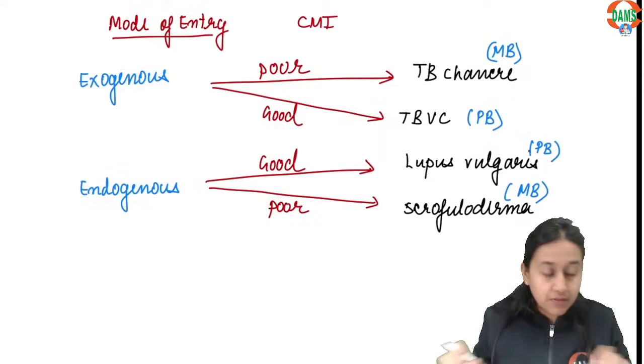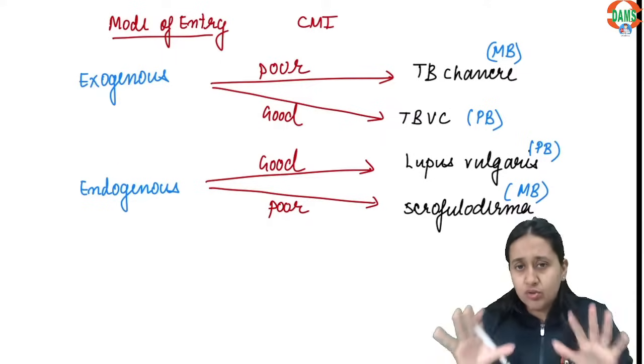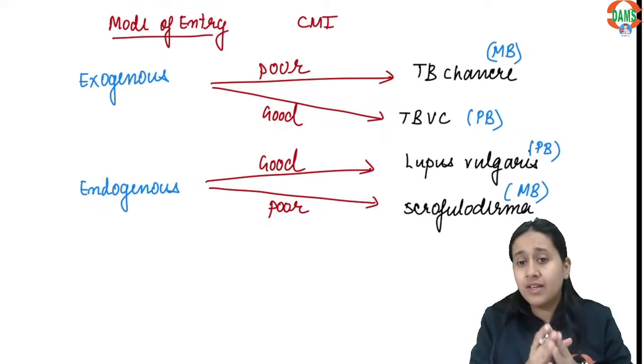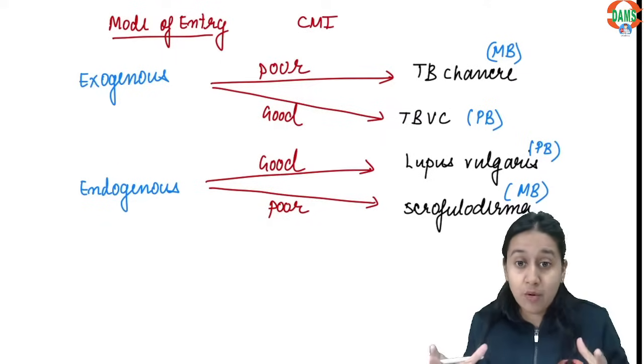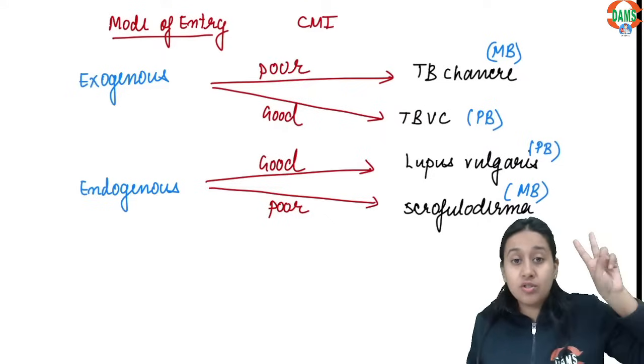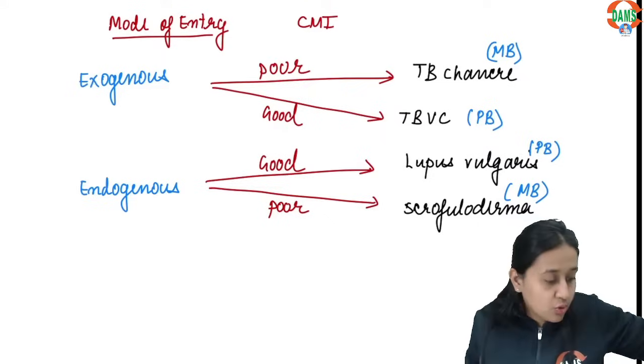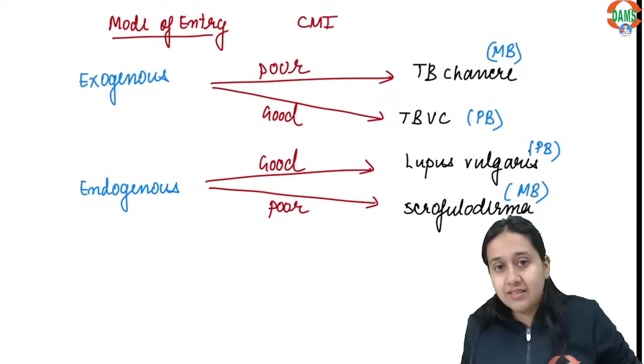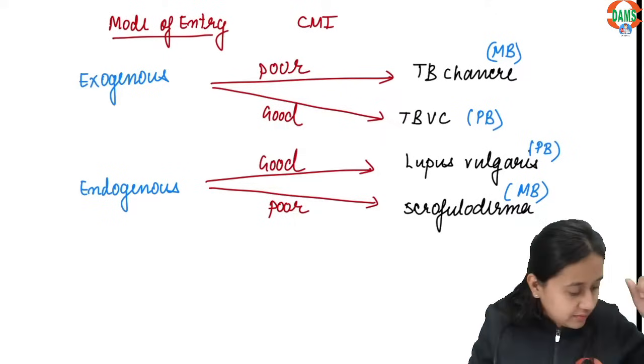Can I get a quick thumbs up from all my students if you have understood? So, a single organism causes different types of morphology in different individuals because of two factors. One is the mode of entry of the organism, and the second is the cell-mediated immunity.